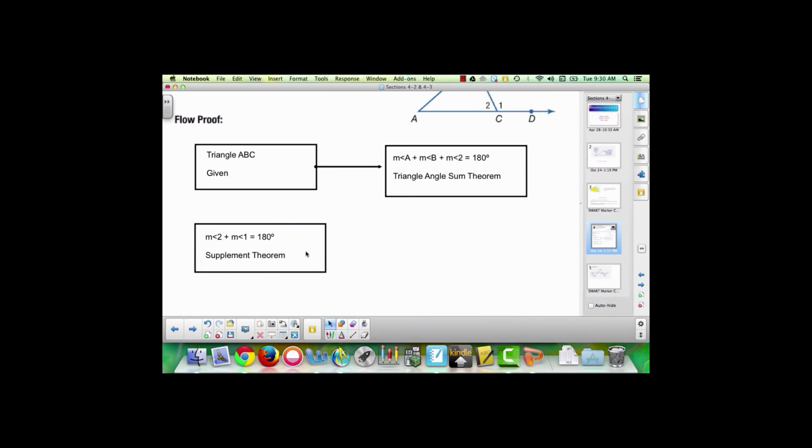Now, notice I have two equations. Both are equal to 180. Remember that the transitive property says if two things are equal to the same thing, then they are equal to each other. Since my next statement involves both of these statements, I'm going to have arrows coming from both of these boxes to my next box.